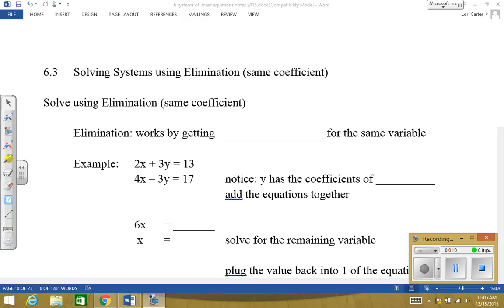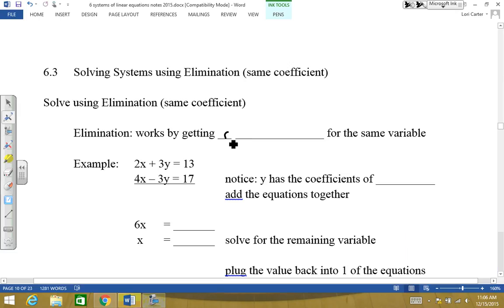All right, so up here, elimination works by getting what? The opposite coefficients for the same variable. So, does that mean it has to be x or it has to be y? No, it's got to be one or the other. Everybody good? Okay, they're going to start off with absolutely no work. So when you look up here, this is the problem that we're going to start with. Is everybody with me?